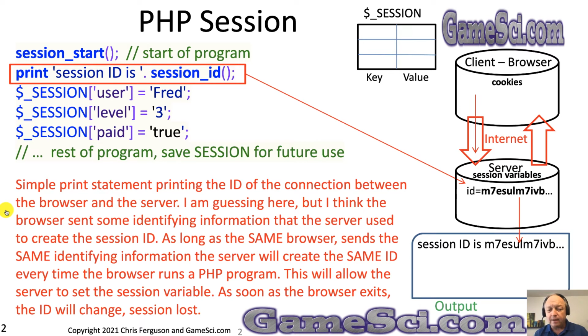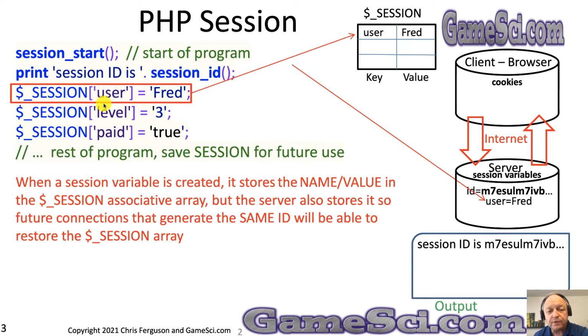I'm guessing here, but I think the browser sent some identifying information to the server used to create the session ID. As long as the same browser sends the same identifying information to the server, it will create the same ID every time the browser runs a PHP program. This will allow the server to set the session variable. As soon as the browser exits, the ID will be changed and the session is lost. Following the arrow, the session ID stored on the server is printed to our output.